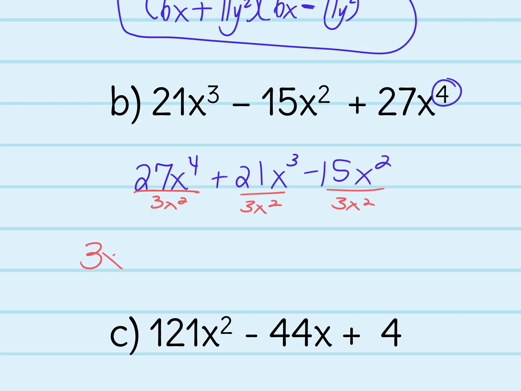So I have 3x squared out in front. It doesn't disappear. We just write it in a different spot. So 27 divided by 3 is 9. X to the 4th divided by x squared is x squared. 21 divided by 3 is 7. So I have plus 7. X cubed divided by x squared is x. And then negative 15 divided by 3 is minus 5. And your x squareds cancel.